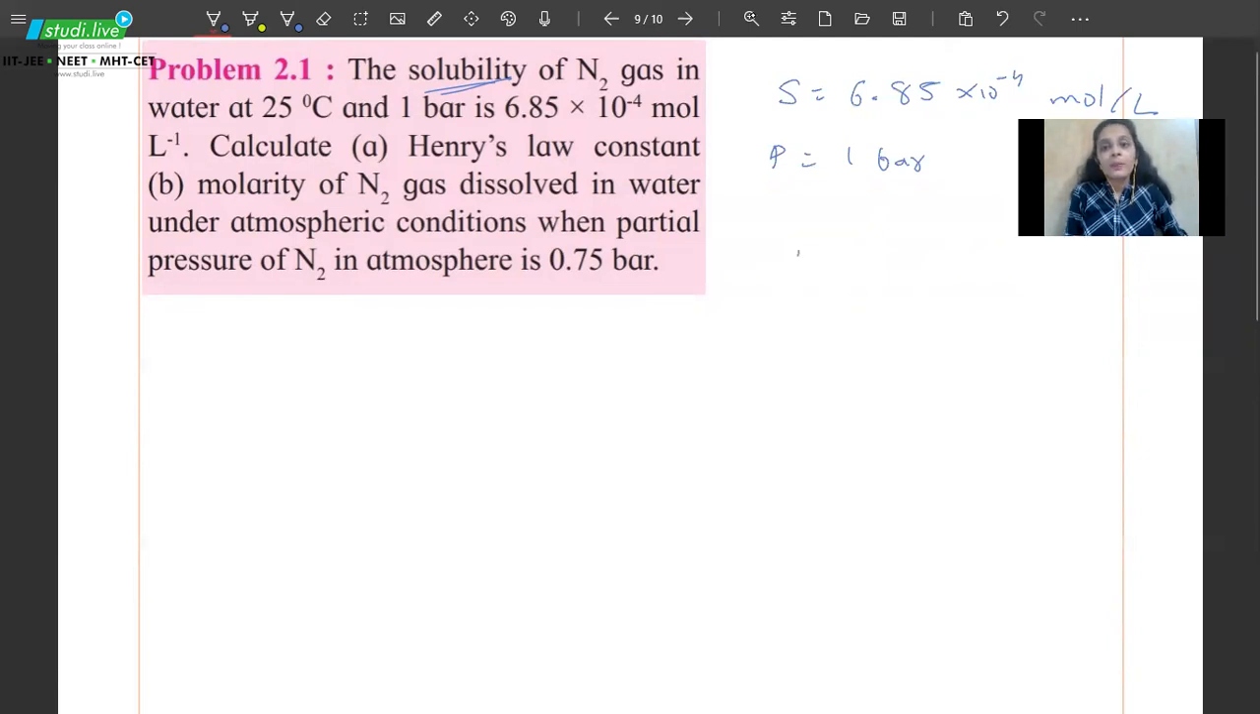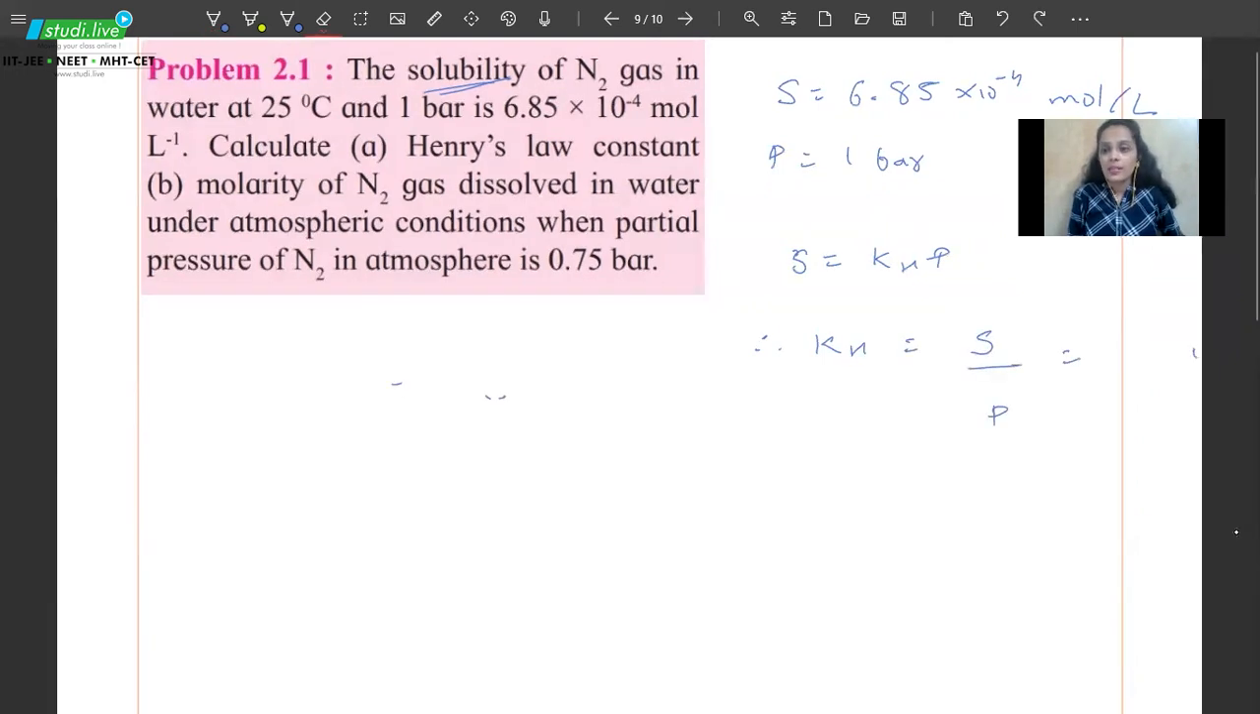What is the formula? S is equal to KH times P. So if I want to find KH, it is nothing but S upon P. What answer are we going to get after substituting all the values? We have 6.85 into 10 raised to minus 4. Don't forget to mention the unit, it is very important. It is moles per liter per bar. Am I right? So we have got our first answer, that is Henry's law constant.